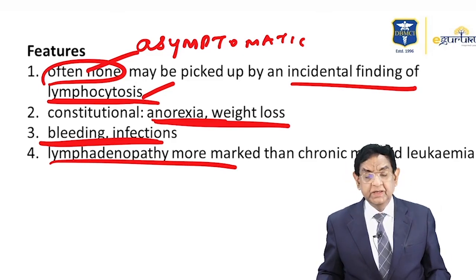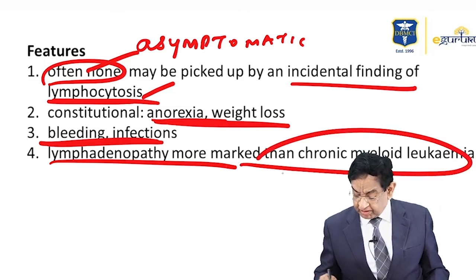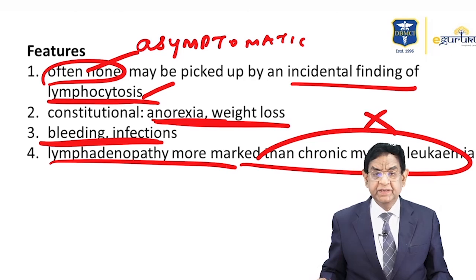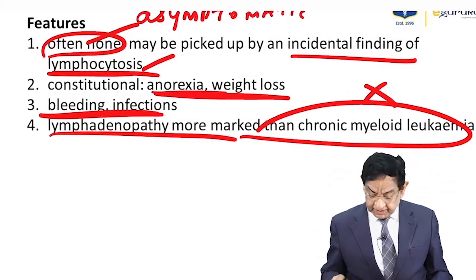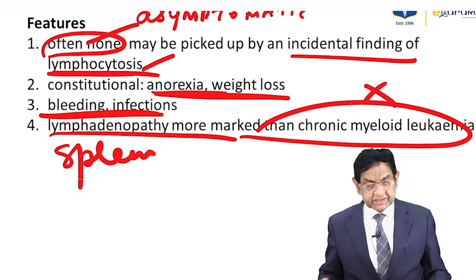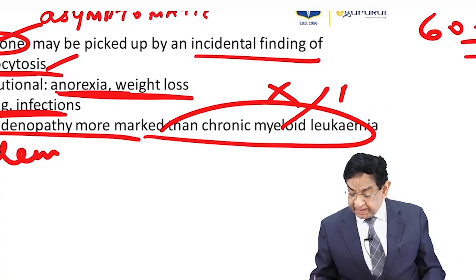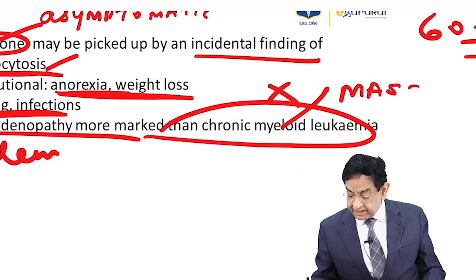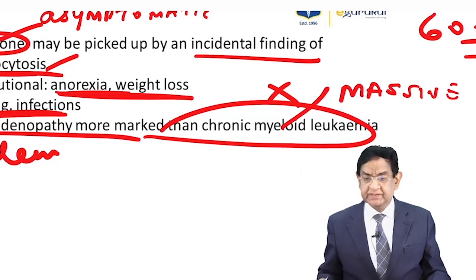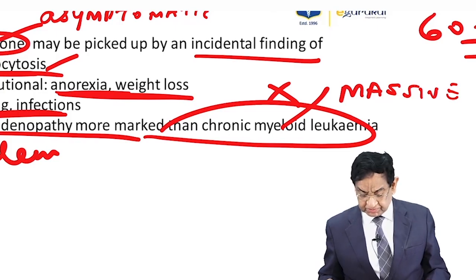Okay, and remember, lymph nodes are usually not seen in chronic myeloid leukemia. Right? So here we have the spleen enlarged in CLL. But in CML, the spleen is enlarged, but it is massive splenomegaly. Massive splenomegaly means that it has come down to the umbilicus, and this has occurred in hairy cell leukemia also.